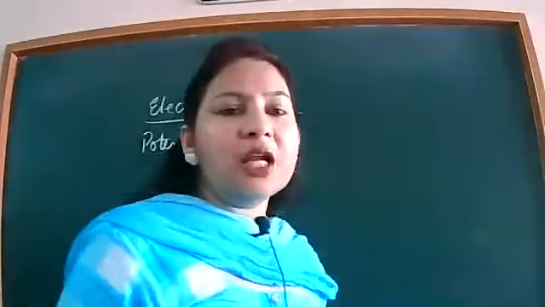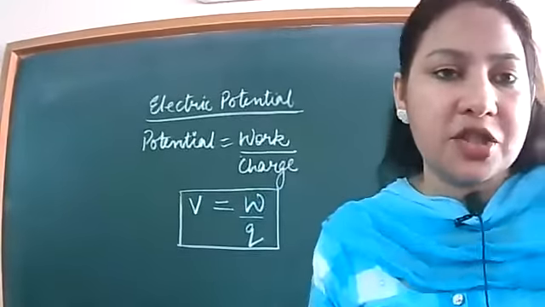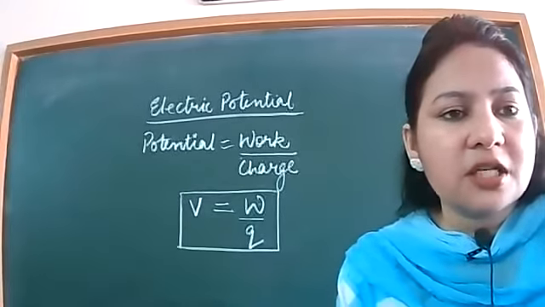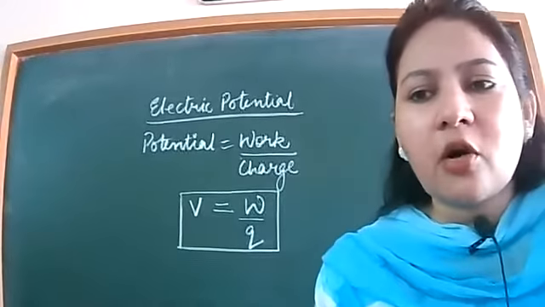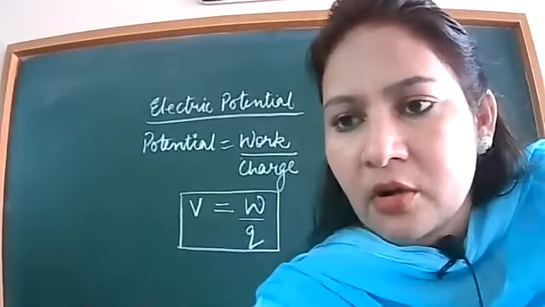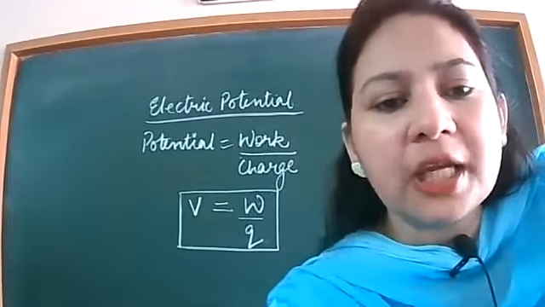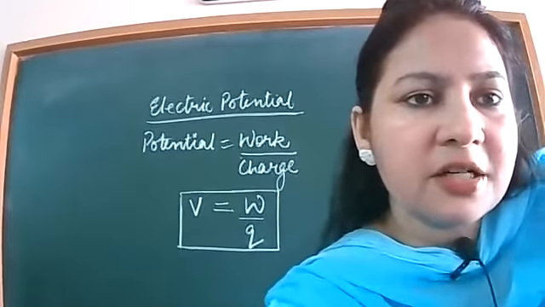You know, potential in layman language is called voltage. So the symbol for potential is not P, it is V. V stands for voltage, but we better call it potential, potential at a point. All right, students.